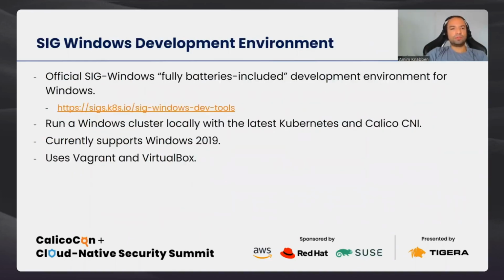One way to use the Calico CNI is testing with the SIG Windows development environment. This is the official SIG Windows fully batteries included development environment for Windows. You can run a Windows cluster locally with the latest Kubernetes and Calico CNI. Currently, we only support Windows 2019. We use Vagrant and VirtualBox on your own machine to bring a Linux and a Windows node and a complete Calico running environment for tests.